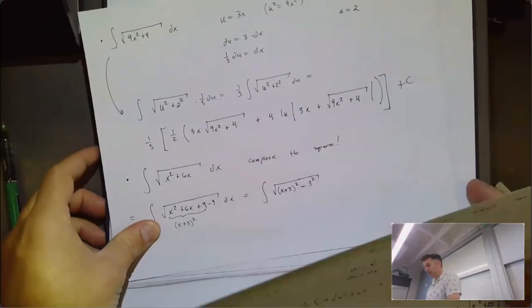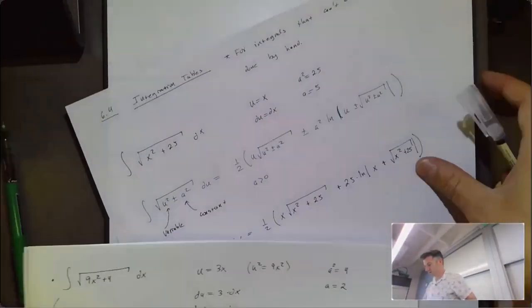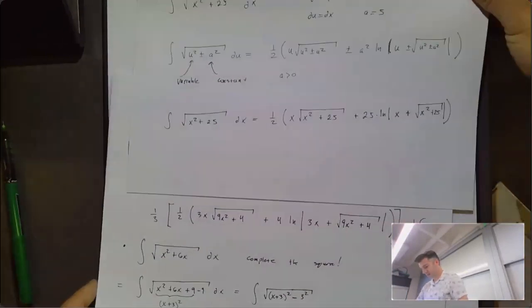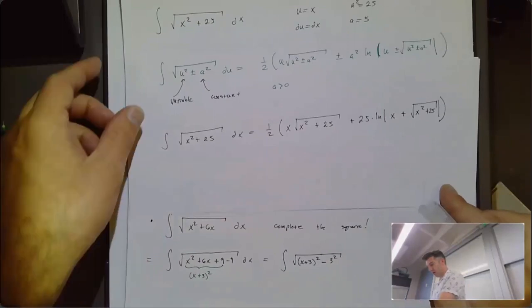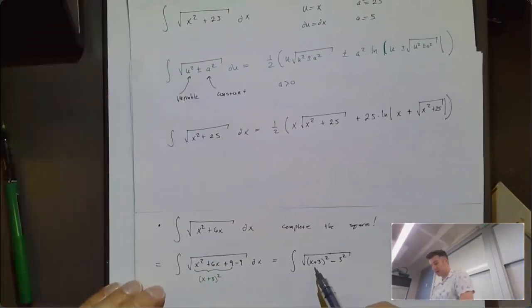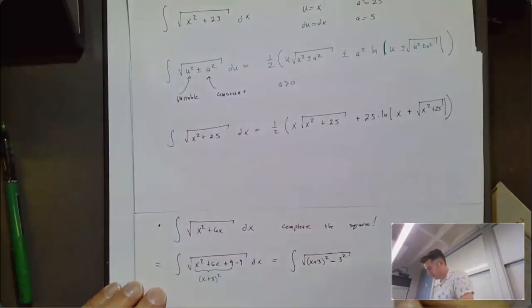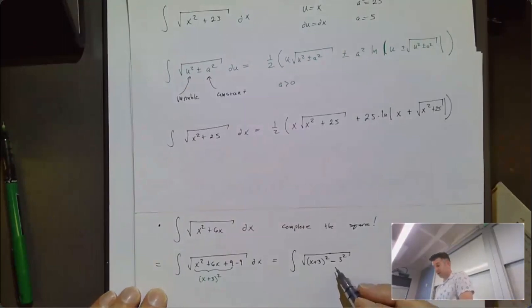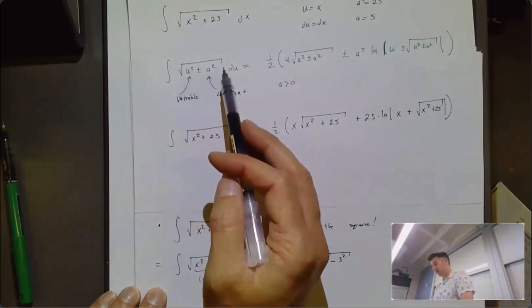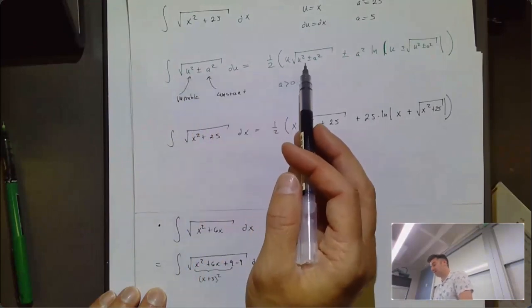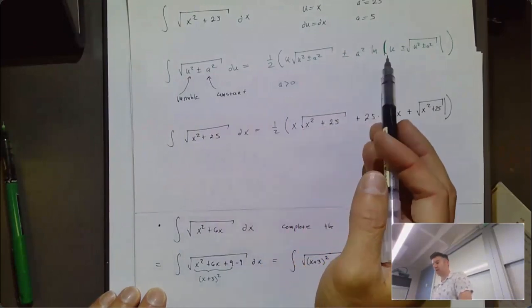So now we're in the situation where we're going to use this formula, where our x plus 3 is going to be our u. So we're going to let u equal x plus 3, and our a is going to be positive 3. And now this formula has a minus in it, so it's going to be the one with minuses. So it's going to be the square root of u squared minus a squared, and we're going to get 1/2 u times the square root of u squared minus a squared, and so on. It's the whole thing with minuses.